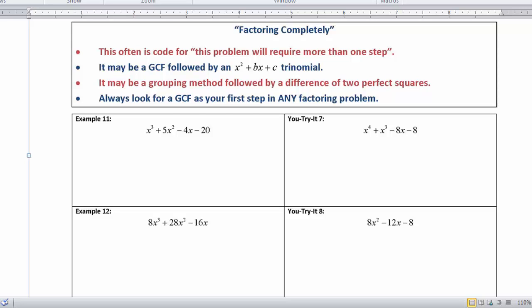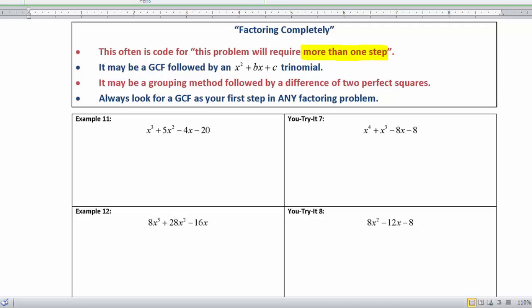This last type of factoring I like to just call factoring completely. A lot of times in problems, they'll tell you to factor completely, but to me, factoring completely is kind of like a hint. It's like a code for, hey, this problem is going to require more than one step. And how could it require more than one step? It could be a couple things. You might have a GCF and then an x squared plus bx plus c trinomial. You might have a grouping problem and then a difference of two squares.